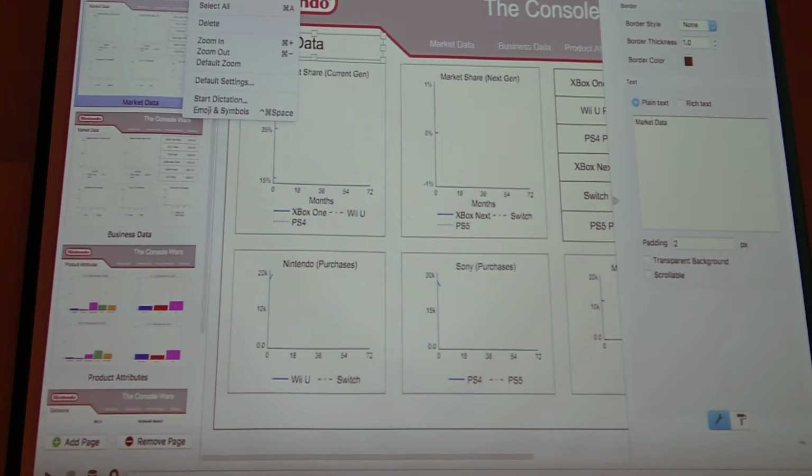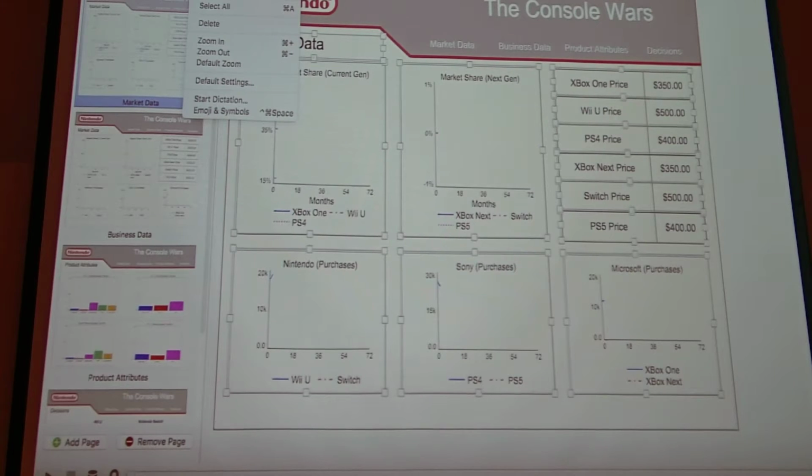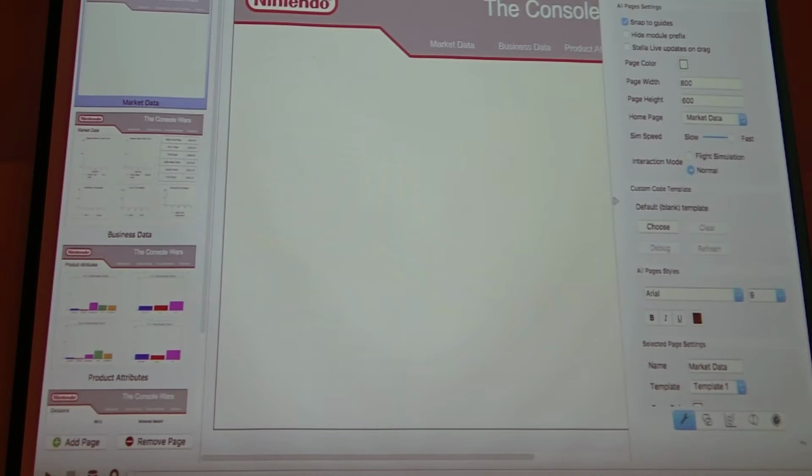So what we're going to do is we're going to take this market data page, and we're going to edit, select all. You've already saved what you've done, so that when we screw this up, it's okay. We're going to cut it.